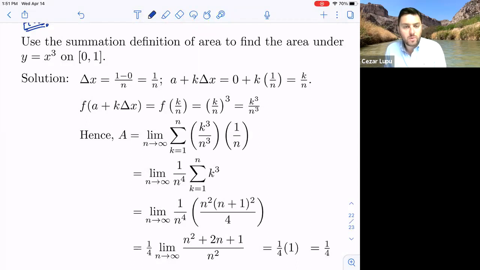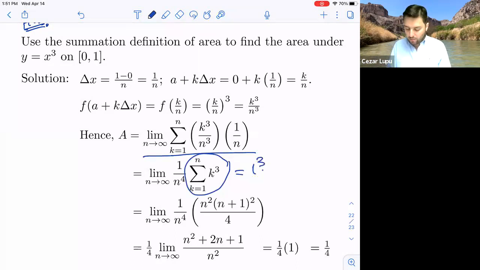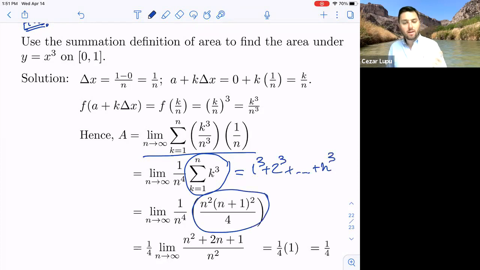Of course, delta x will be 1 over n, right? And then you compute a plus k times delta x, which is k over n. Then you form the Riemann sum, and the area is given by this here. This time you're going to use the sum of the first n cubes, and you know a formula for this, which is given by this. Then you take the limit as n approaches infinity and so on. Anyway, I'm going to leave the details to you.